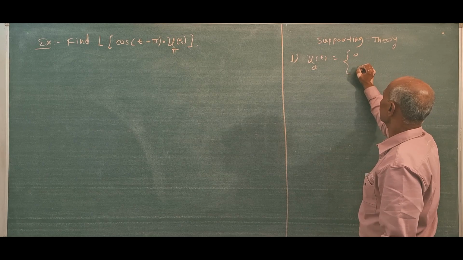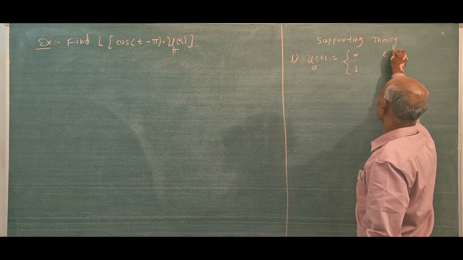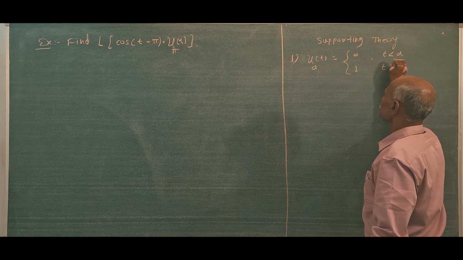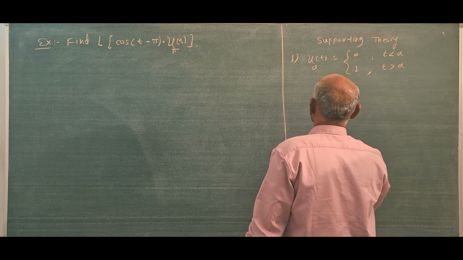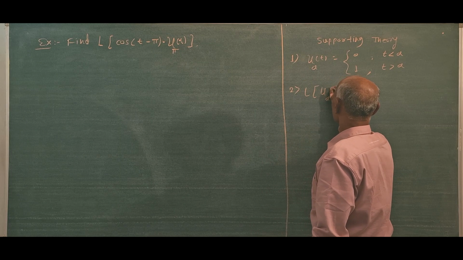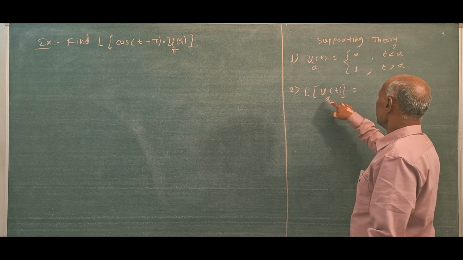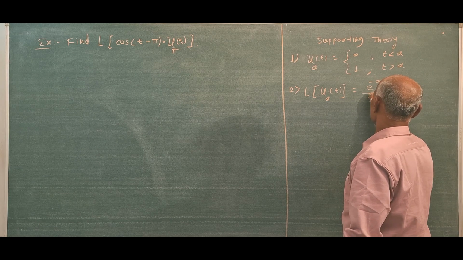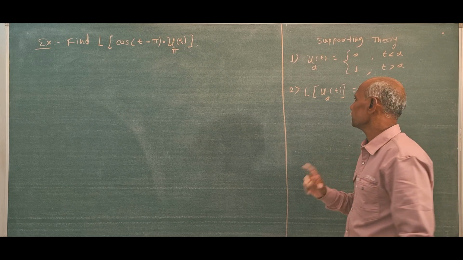The basic formula for u is this one. This is 1, therefore it is called the unit function. Now 0 if t is less than a, and 1 if t is greater than a. This is the formula for the unit step function. Second, what is the Laplace transform of u_a(t)? So the Laplace of u_a(t) is given by e^(-as) divided by s. This is the Laplace transform of the unit step function.